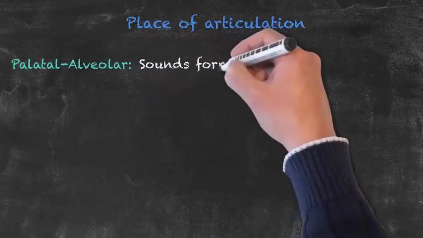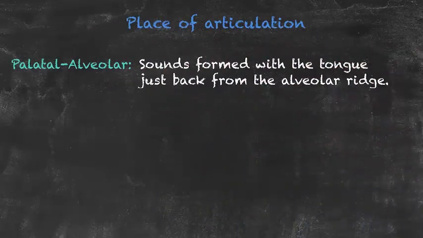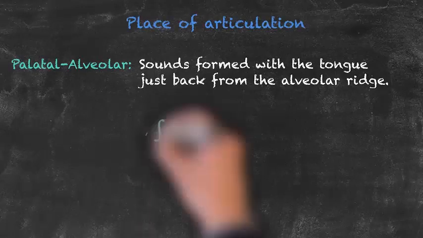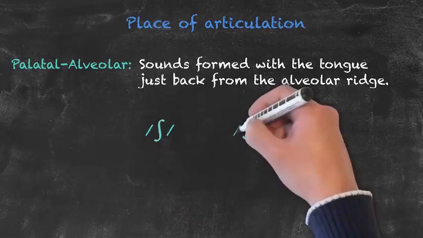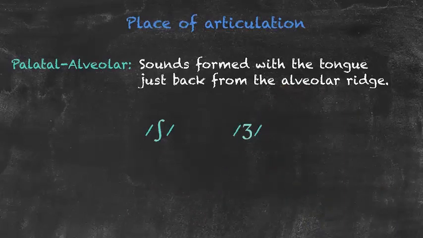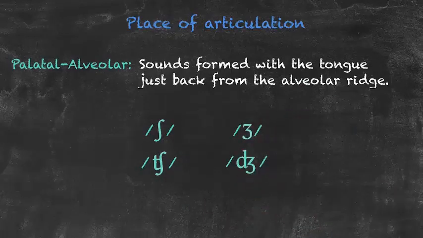Palatal alveolar sounds have the tongue moving ever so slightly back in the vocal tract, but not quite back to the soft palate. If you compare these sounds to those of the alveolar group, you should be able to feel this difference with the tongue moving just a bit slightly back. The sounds in this group include the sh sound. Closely related to that is the zh sound, as well as our ch and j sounds.